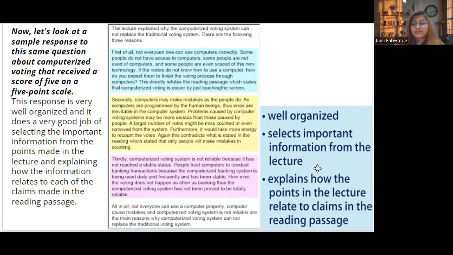the points made in the lecture and explaining how that information relates to the reading passage. So you can see here it is well organized, selects important points from the lecture and explains how the points in the lecture claim or relate to the reading passage. That is your task. These two things you have to do in this integrated writing question: summarizing the lecture and explaining how these points relate to the reading passage.